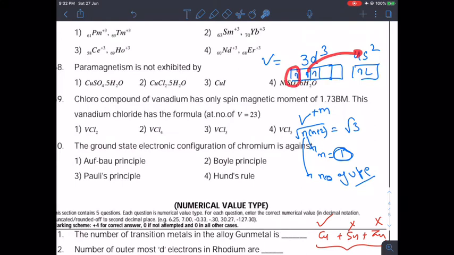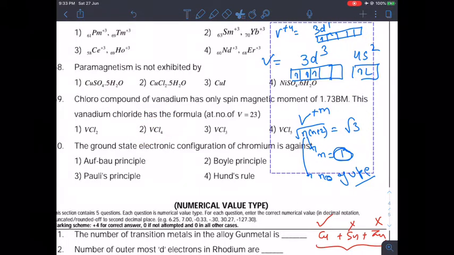That means you have to remove 2 of this and 2 of this. So total vanadium plus 4, that means if you talk about V plus 4, then only you will get 3d1 and 1 unpaired electron. So that is our correct configuration and that is our desired cation. Now vanadium plus 4 will form VCl4. So my answer is the second one. Now moving to the next question.